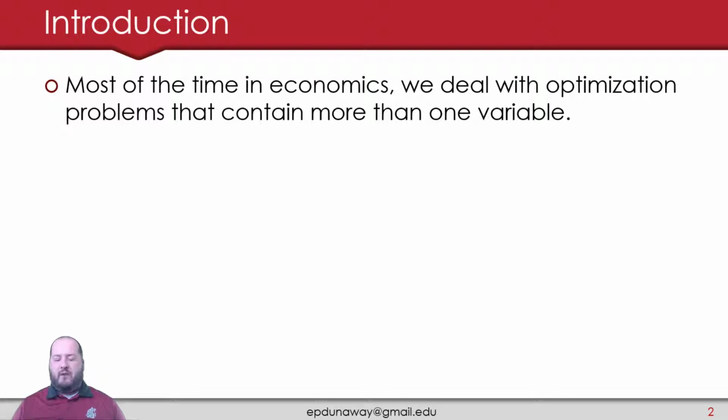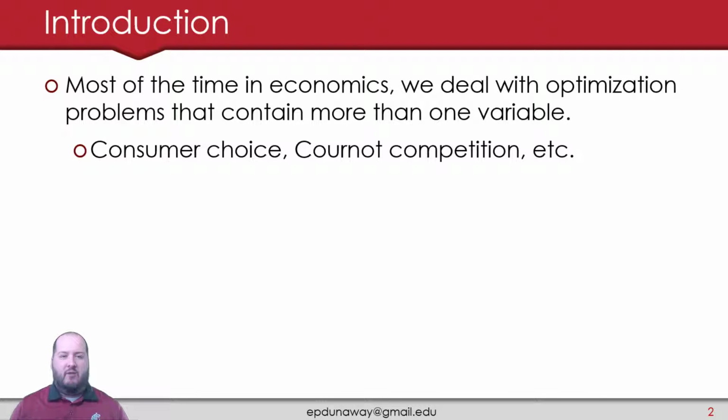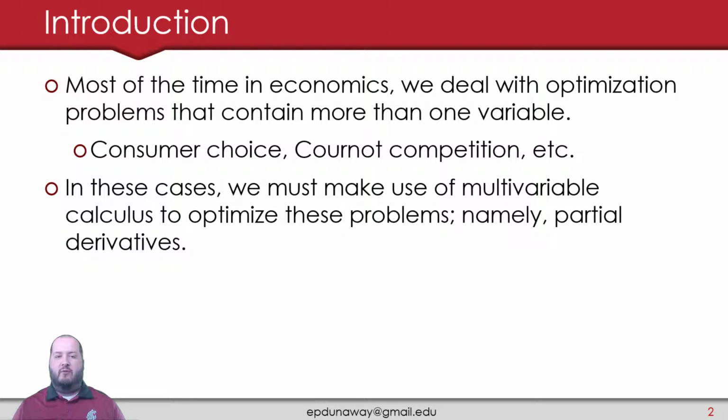Like I was saying, most of the time in economics, we're going to deal with optimization problems that have at least two, if not more, variables. That's going to be situations of consumer choice, Cournot competition, and many others. The list goes on. You're rarely going to see a situation with just one variable. In these cases, we're going to need to make use of multivariable calculus to optimize those problems, specifically the technique known as partial derivatives.